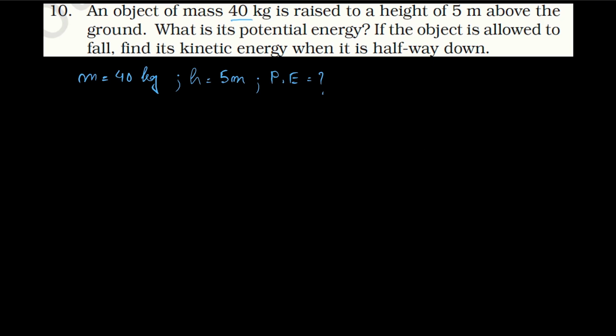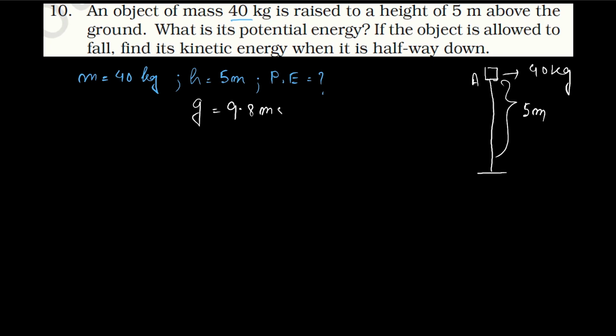Okay, so what is the condition given here? Consider this is the ground, and the object is raised to a certain height, that is position A, and how much is this height? 5 meter, and the object is here. What is the mass? 40 kg is given. So mass is given, height is given. We know the value of g. We will consider the value of g as 9.8 meter per second square. This is the standard value, right?